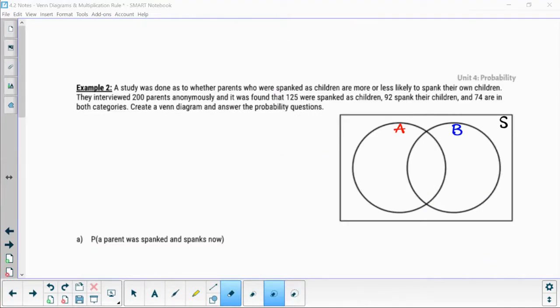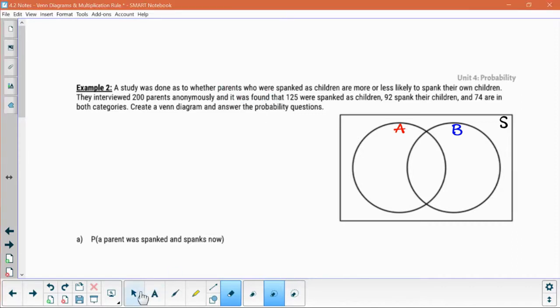So let's get started on a word problem. A study was done as to whether parents who were spanked as children are more or less likely to spank their own children. They interviewed 200 parents anonymously, and it was found that 125 were spanked as children, 92 spank their children, and 74 are in both categories. So we're going to create a Venn diagram and answer some probability questions.